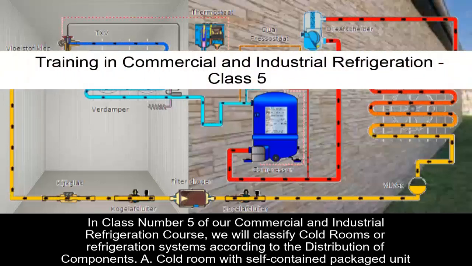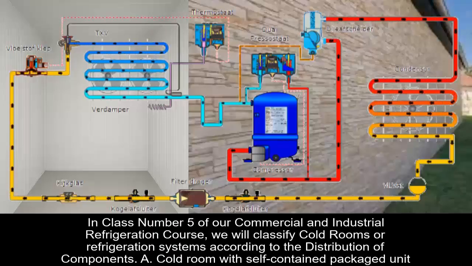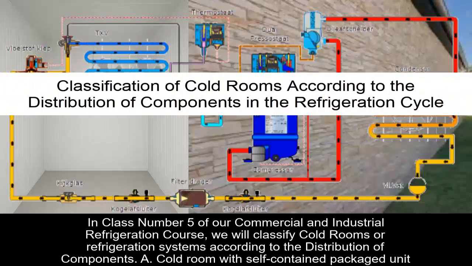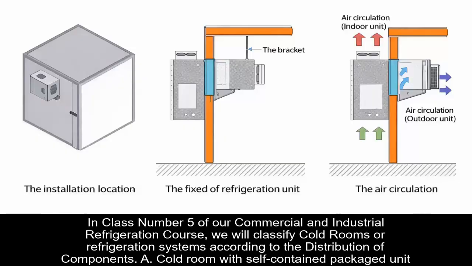In class number 5 of our Commercial and Industrial Refrigeration course, we will classify cold rooms or refrigeration systems according to the distribution of components. A. Cold room with self-contained packaged unit.